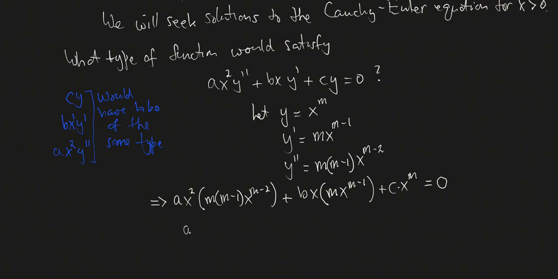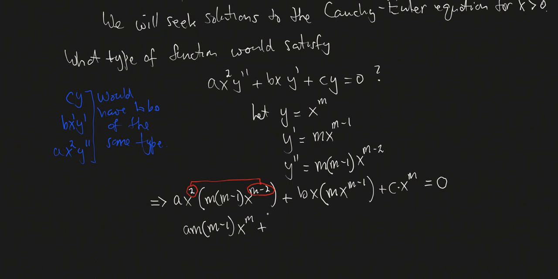Well, we have an a, we have an m, we have an m minus 1. Those are all our constants, those are coefficients. And then we have an x squared times x to the m minus 2. But this is what I was saying earlier. When we simplify this, because everything here is being multiplied, we would add these exponents, and then I would get back to the original power of m. So I end up having x to the m there.